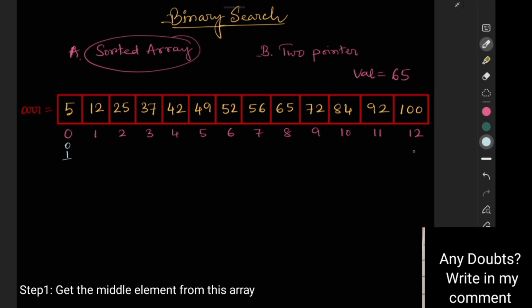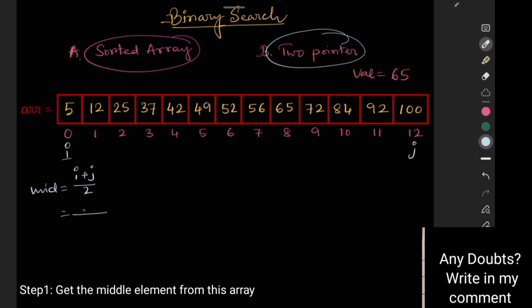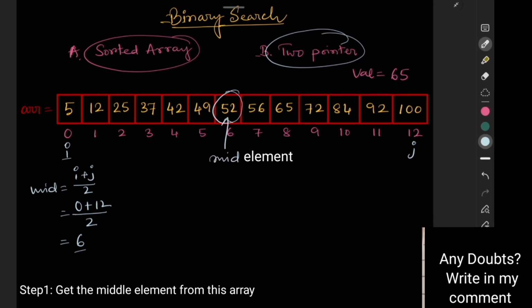Here I am using two pointers i and j. i is pointing to the first element and j is pointing to the last element. So now for getting the middle index, I am adding i and j and I am dividing it by 2. So the value of i is 0 and the value of j is 12, right? So the answer is 6. That means 6 is the middle index and 52 is the middle element, right? And remember that 6 is the middle index.